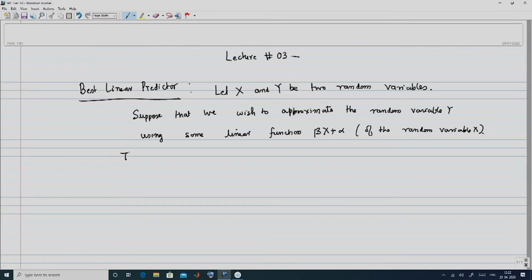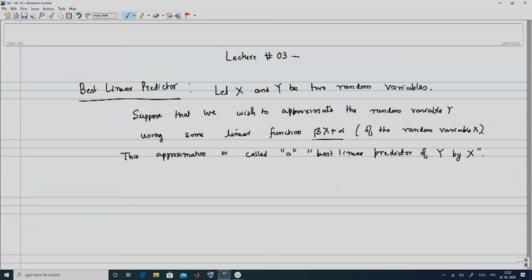Now, this approximation, that means this beta x plus alpha, is called a linear predictor. So, this indicates that it is not necessarily the unique best linear predictor of y by x. So, basically it is a linear prediction of y by x.